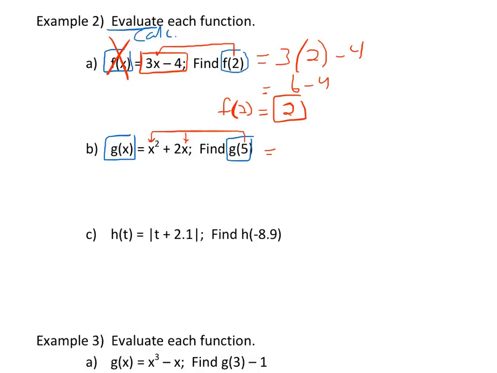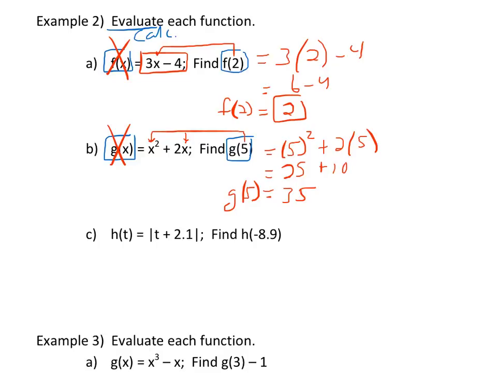So g of 5 means, instead of x squared, it's 5 squared, and 2 times x means 2 times 5. Now again, notice, left side is ignored. They only want us to work with the right side. So 5 squared is 25. 2 times 5 is 10. We get 35. So g of 5 equals 35.